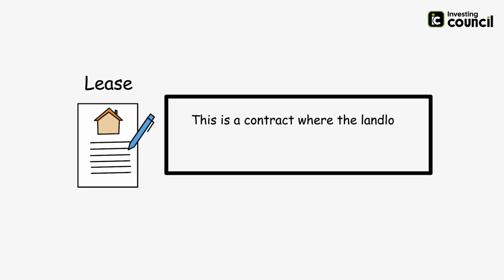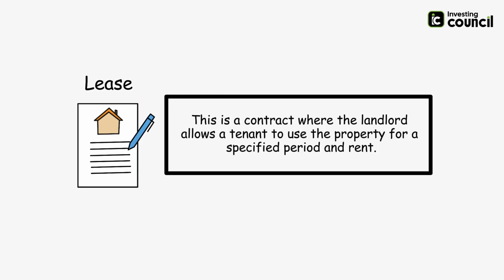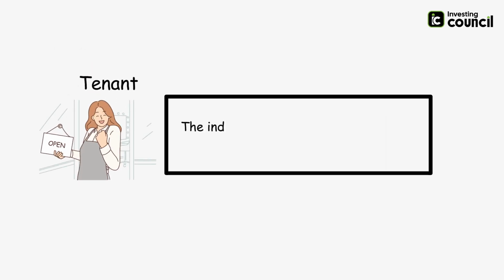Let's talk about some terms you'll often hear in the CRE world. Lease. This is a contract where the landlord allows a tenant to use the property for a specified period and rent. The nitty-gritty of each lease can vary wildly based on whether it's a retail space, an office, or an industrial site. Tenant. The individual or company that rents the property.